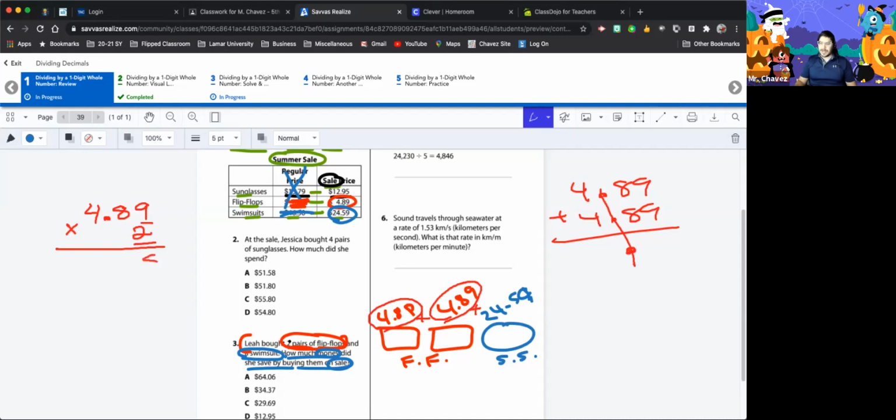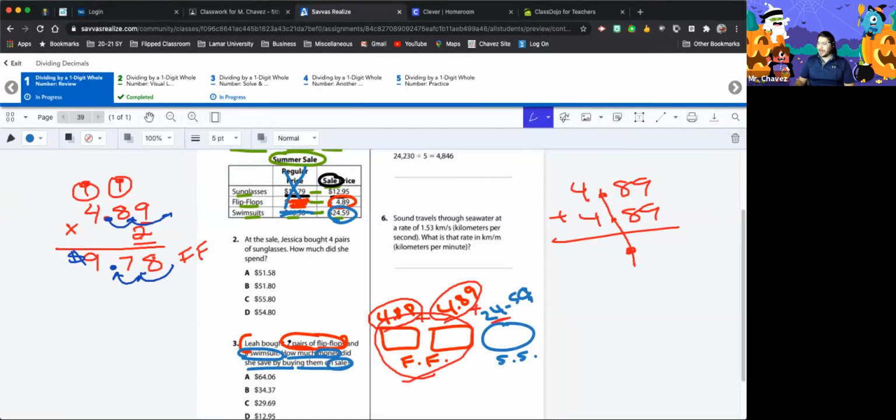2 times 9, that's 18. Carry the 1. 2 times 8, that's 16. Plus 1, 17. And then 2 times 4 is 8. Plus 1 is 9. So then now it's for the decimal. If I go 2 spaces back, that means right here, I got to go 2 spaces to the front. 1, 2, and drop it here. So it's $9.78. This represents the flip-flops. That's how much she paid for both of these together.